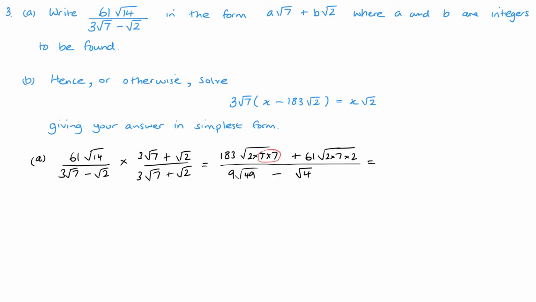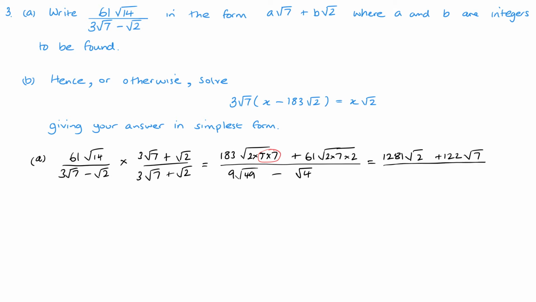Now, 183 times 7, so we get 1281 root 2 there. So that's square root of 49, which is 7. So 183 times 7, and then obviously we're left with the root 2. And then on the next one, 61 times 2 is 122, and that's root 7. So you think about it, that's square root of 4, which is 2. 2 times this is 122, and then obviously we're left with just the root 7.